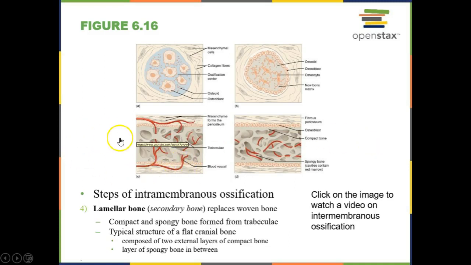And then the lightly produced woven bone is going to be replaced by your spongy bone. So woven bone is very similar to spongy bone, basically not as compact or not as protective. And so here you have this spongy bone, or lamellar bone, and that is how your cranial bones are formed.